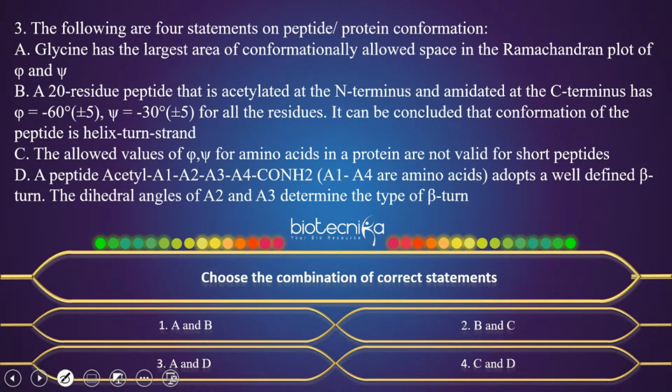Now, the second point says that phi psi values for all residues are negative. So it can be concluded that the conformation of the peptide is helix. That means a helix is there, then a turn is there, and then a beta strand is there. So they have given three secondary structures.